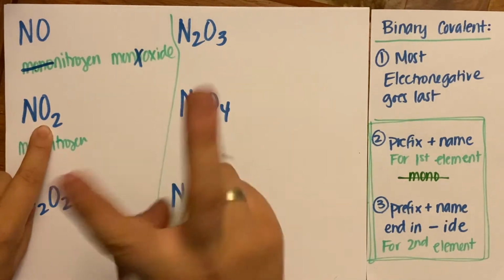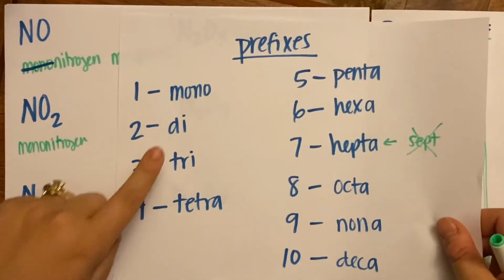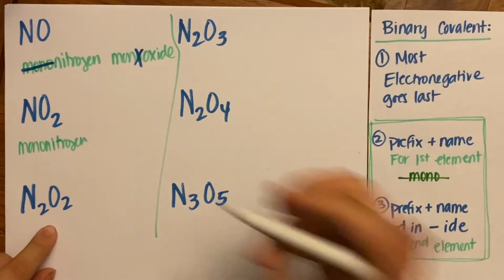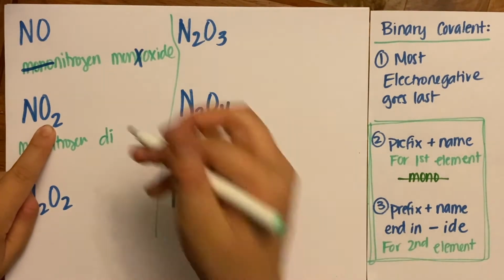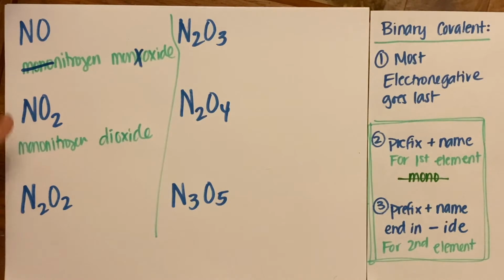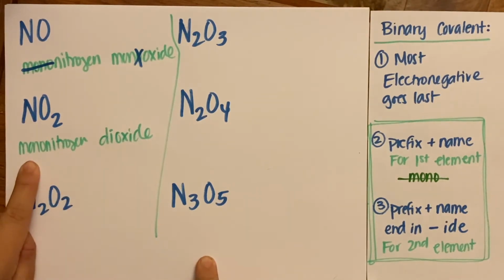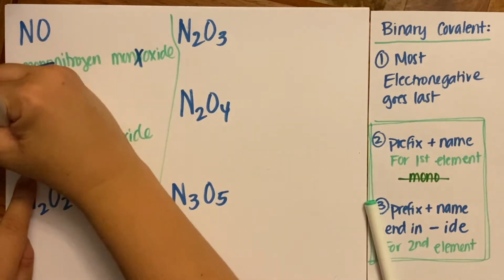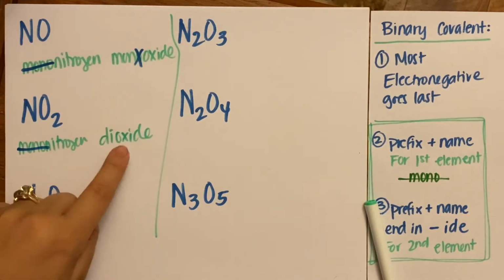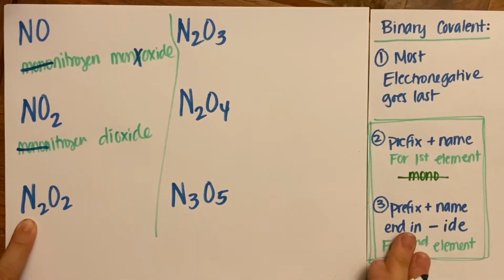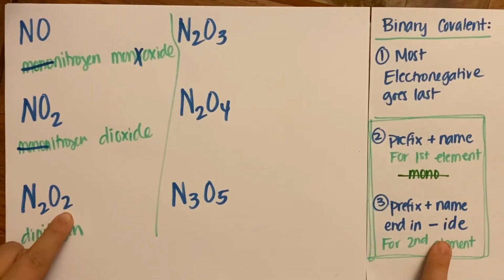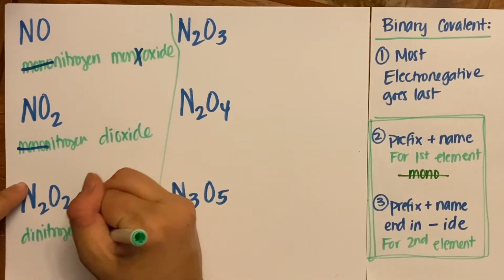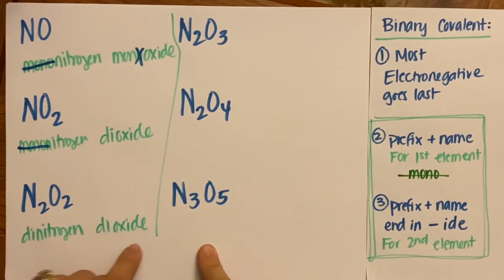Then this one, mononitrogen, and this is now two oxygens, so it's going to be di, and then oxygen becomes oxide. Mononitrogen dioxide, but this starts with mono. I don't ever start something with mono. Bye-bye mono. So this is just nitrogen dioxide. Now I have this, two nitrogens, so dinitrogen, two oxygens. Dioxygen, but I need to end in "ide", so dioxide. Dinitrogen dioxide.